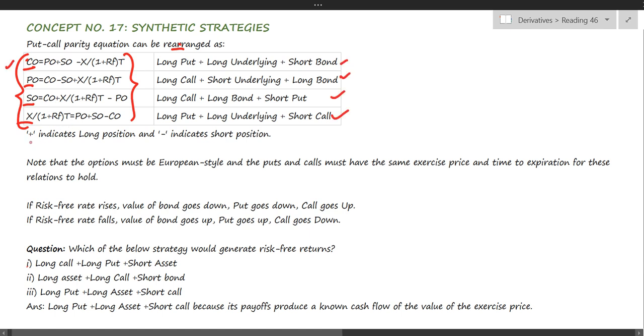Here you need to understand what the positive symbol means. Wherever it is positive, it means that you have to take a long position, and minus indicates that you need to take a short position. Note, whenever we are talking about the put call parity equation, the exercise price for the call and the put must be the same, and also the time to expiry should be the same for this equation to hold.